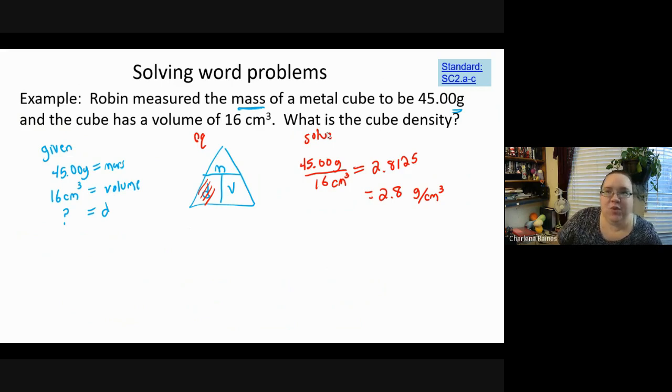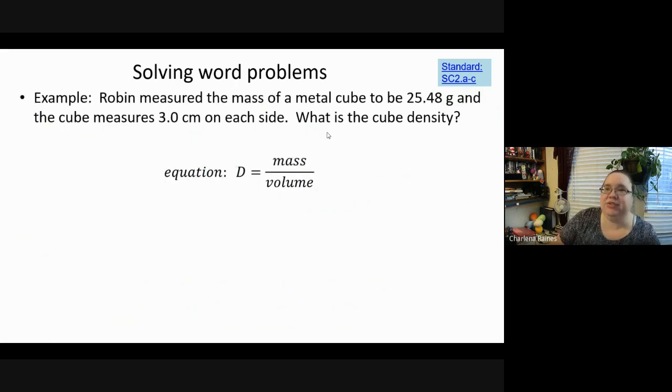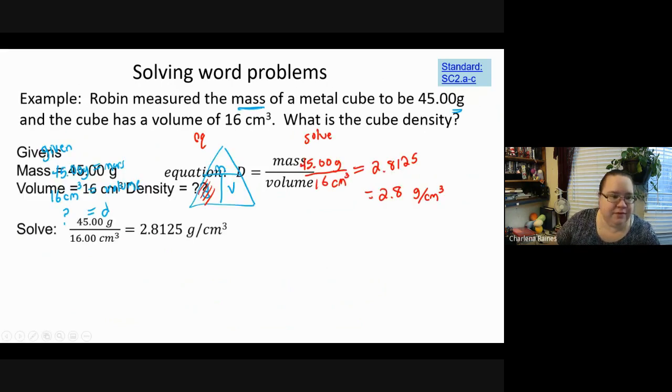Alrighty, so let's look at one where I'm not trying to find density, where I'm actually trying to use density to solve for something else. Actually, we will come back to that one in just a second. So where we're trying to use density to solve for something else.